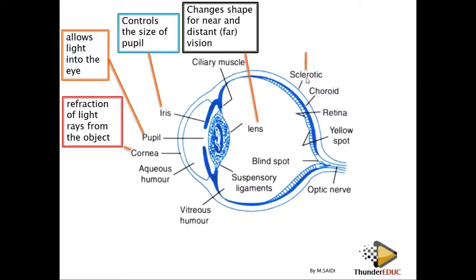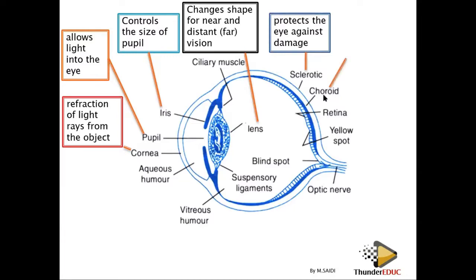Then you have what is called the sclerotic. Sometimes this one is called the sclera. It is very important in protecting the eye against damage. So it means that the inner part of the eye is being protected by the sclerotic membrane.